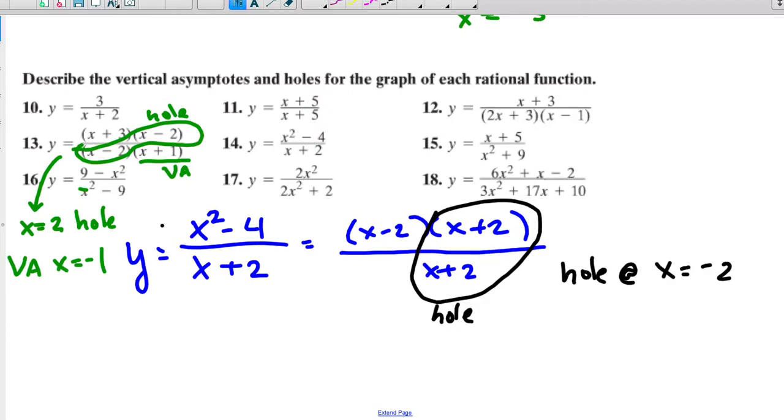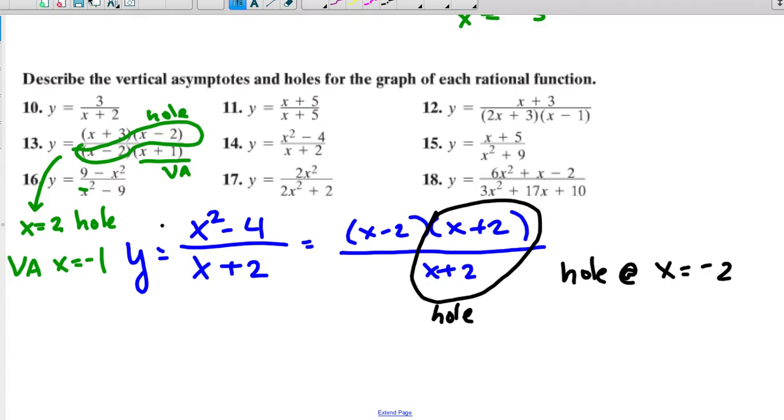But remember, if there is a hole and vertical asymptote at the same place, you cannot have a hole where you have a vertical asymptote. A hole is just a jump in the graph, whereas the vertical asymptote is a complete break in the graph. So the complete break takes precedence over just the hole.